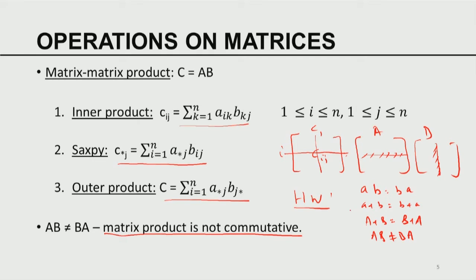So what does this mean? Algebra of real numbers is commutative. Matrix algebra is non-commutative. Matrix product is not commutative. And that's a very fundamental restriction when you go from real algebra to matrix algebra that one has to be cognizant of.